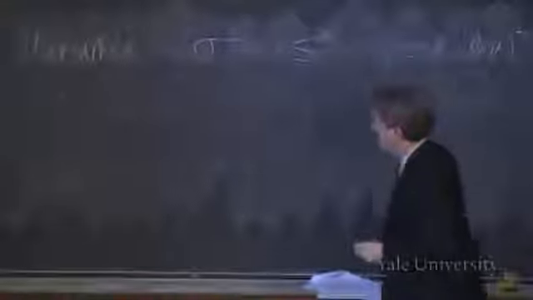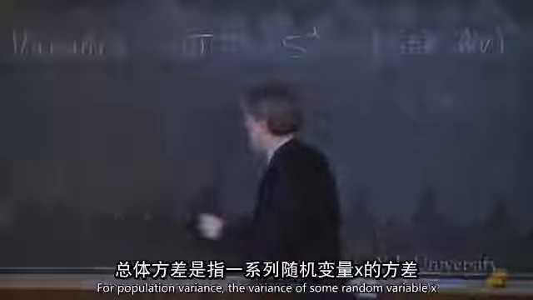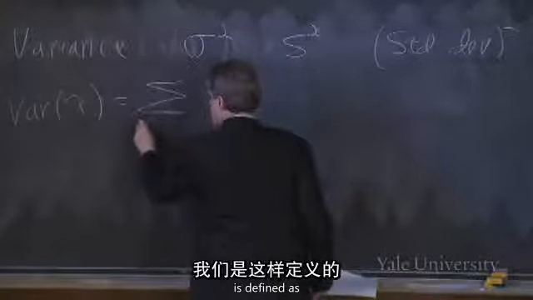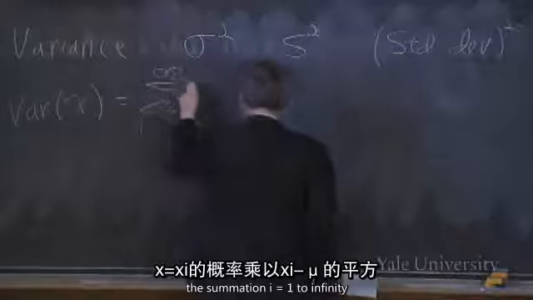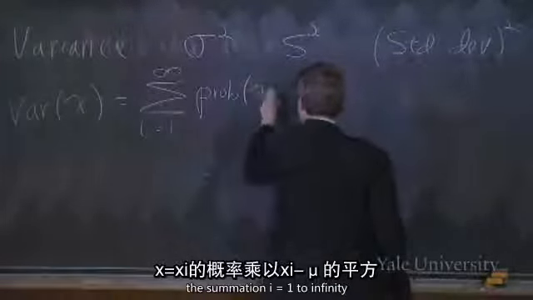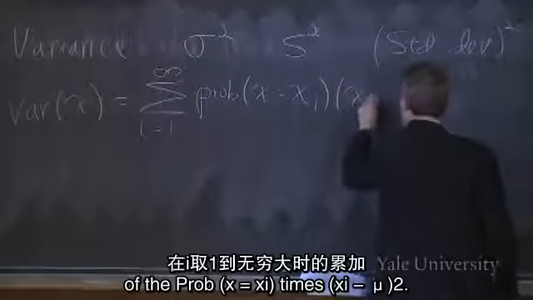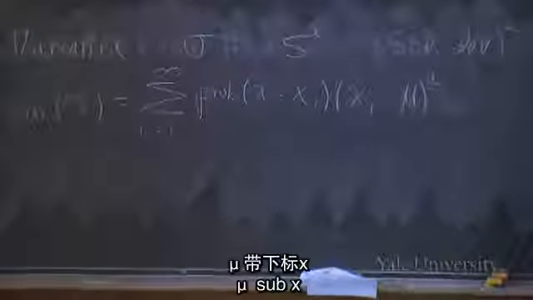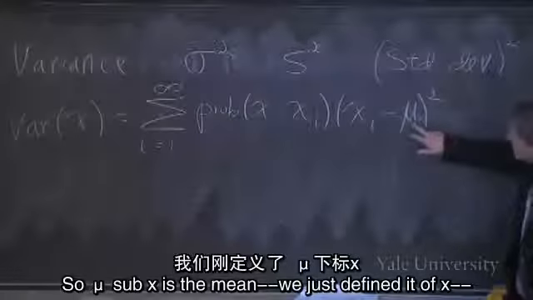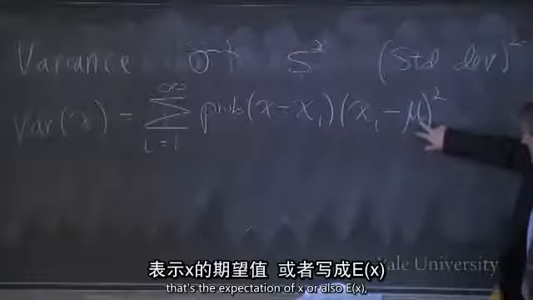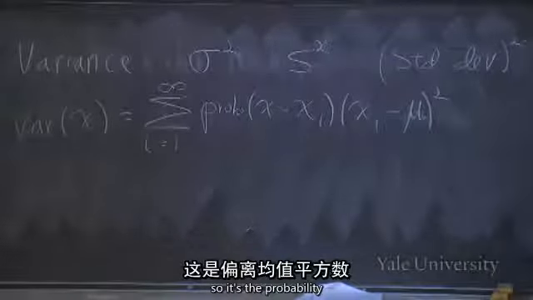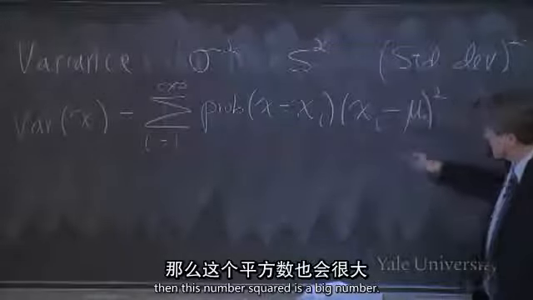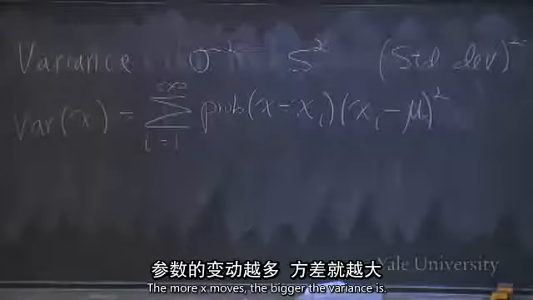So for population variance, the variance of some random variable x is defined as the summation i equals 1 to infinity of the probability that x equals x sub i times (x sub i minus mu sub x) squared. That mu sub x is the mean, we just defined it, of x. That's the expectation of x, or also E of x. So it's the probability weighted average of the squared deviations from the mean. If it moves a lot either way from the mean, then this number squared is a big number. So the more x moves, the bigger the variance is.